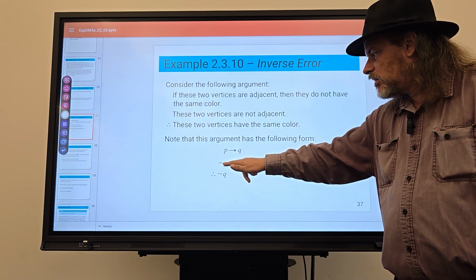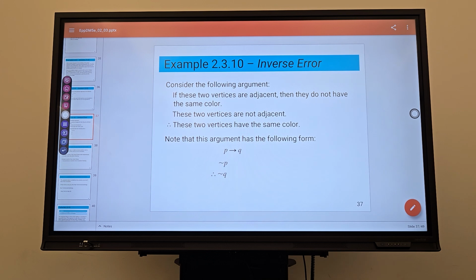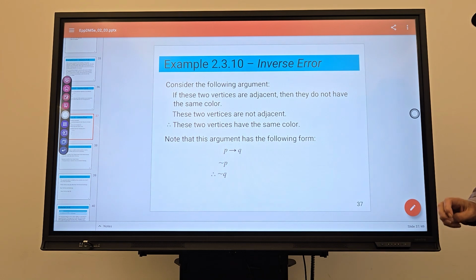So it is not a valid argument. It is like trying to say not P implies not Q, which is not the case. That's the inverse. The inverse is not equivalent to the original statement.